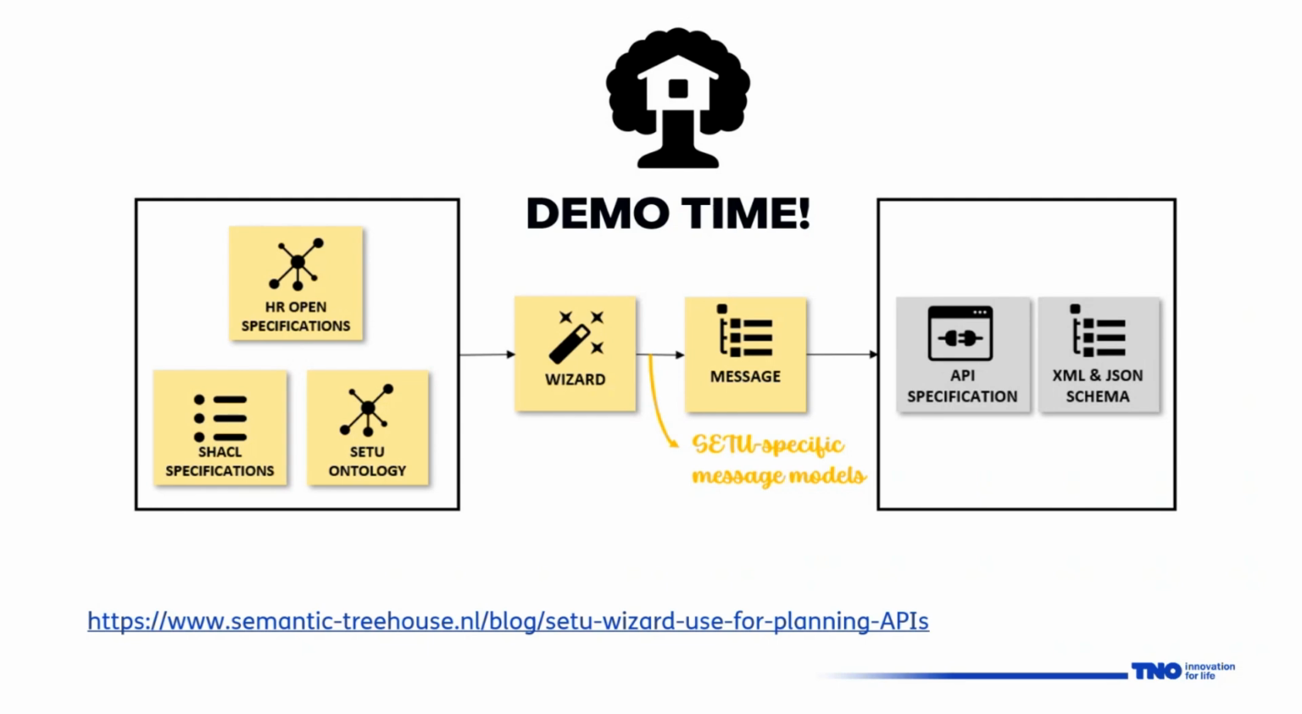And what this wizard does is that it allows you to select elements out of the existing model and use it for your specific, in this case, SETU specific message model. And what this wizard also will do, which is at the right hand of this picture, is that almost with one click, you can generate, for example, an XML or JSON schema implementation of this message specification and also an API specification. So in this sense, we also want to lower the barrier, so that you can use this wizard without having too much technical knowledge, and then with one click you can generate these more technical artifacts that can be used in an actual implementation.